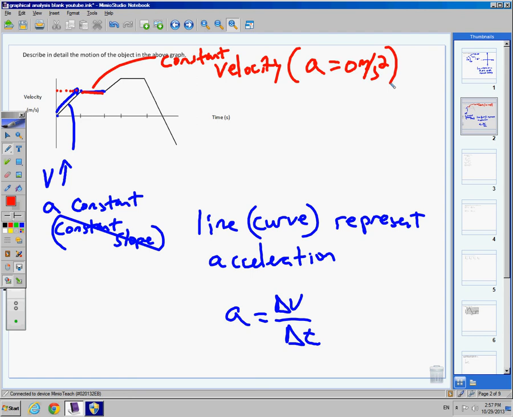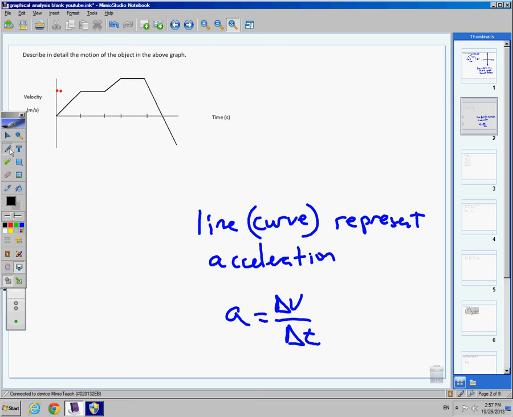The next section is just identical to this. The velocity is increasing, therefore it has a constant slope, which means the acceleration is going to be constant. The next line is just the same as up here. It has a constant velocity with no slope, so the acceleration is 0 meters per second squared. And now I'm going to erase this so we can see what's going on here.